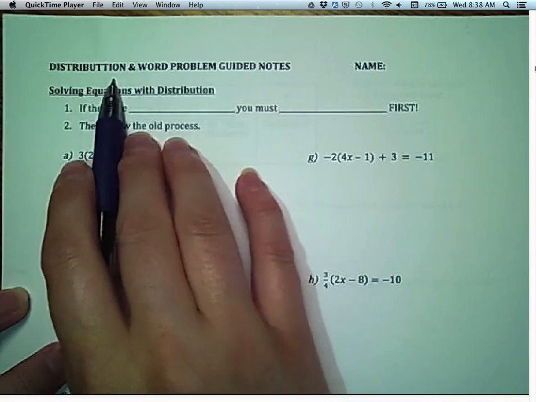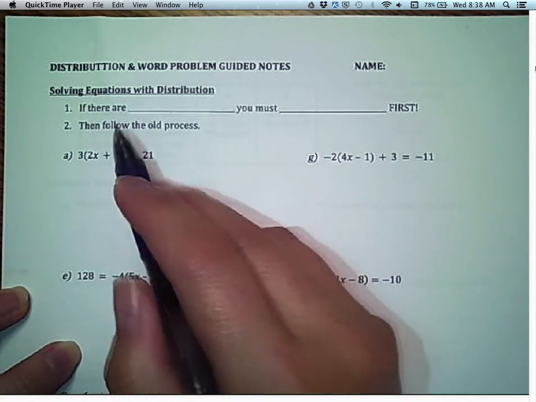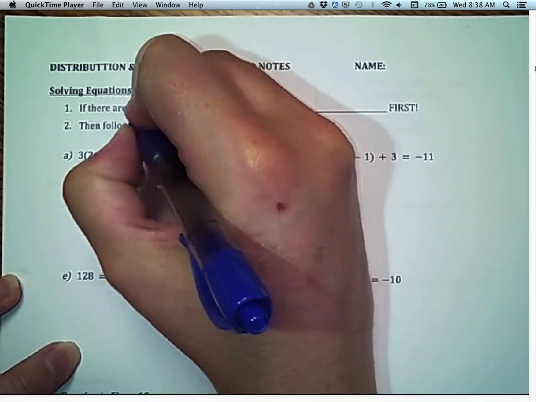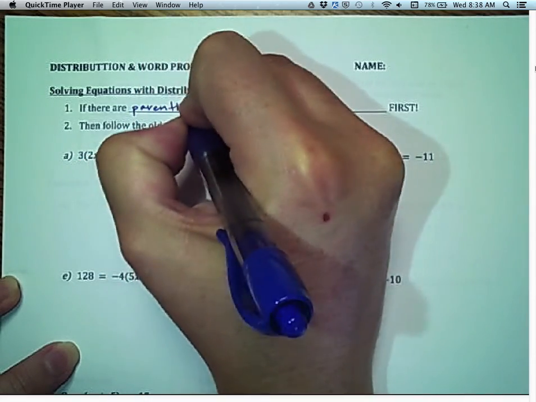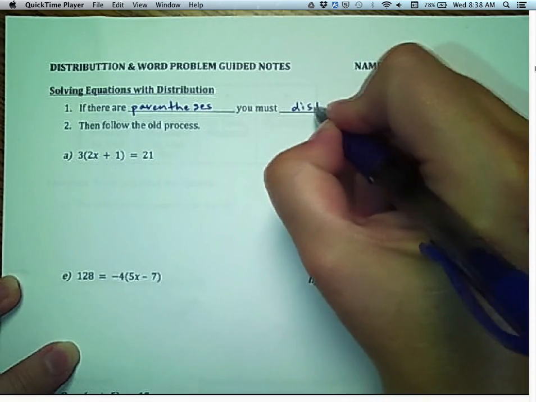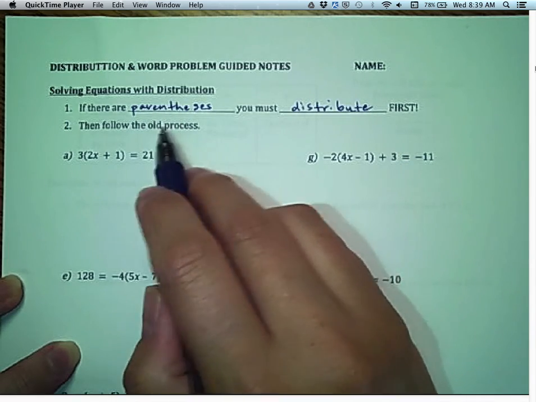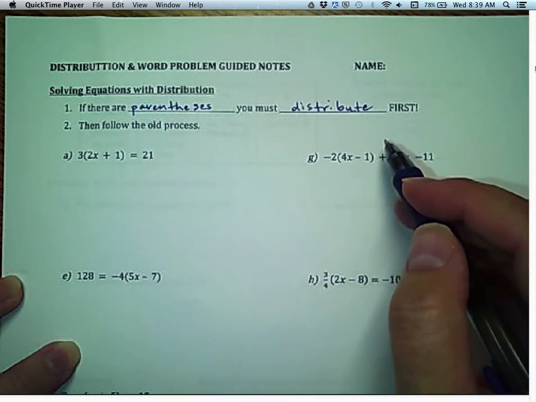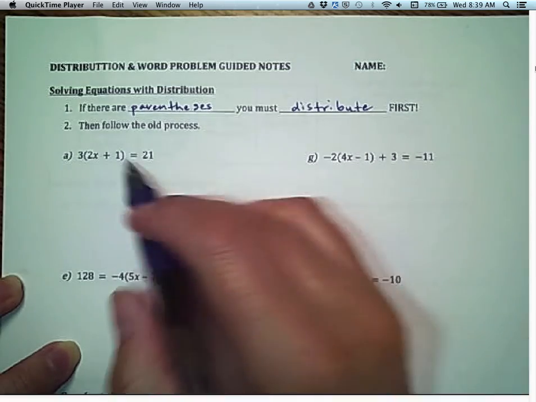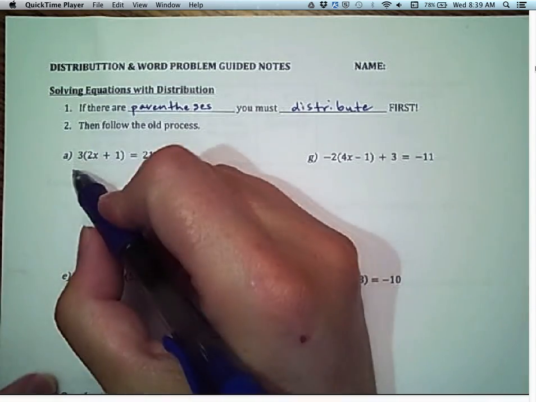We're talking about distribution, and we've seen some distribution problems before, and we know that when there are parentheses in a problem, that's when we must distribute. Okay, so let's fill this in. Anytime we see parentheses in a problem, the first thing we want to think about is distribution. All right, then we're just going to follow our old process for solving equations that we've done for a long time now. All right, so let's look at this very first one.